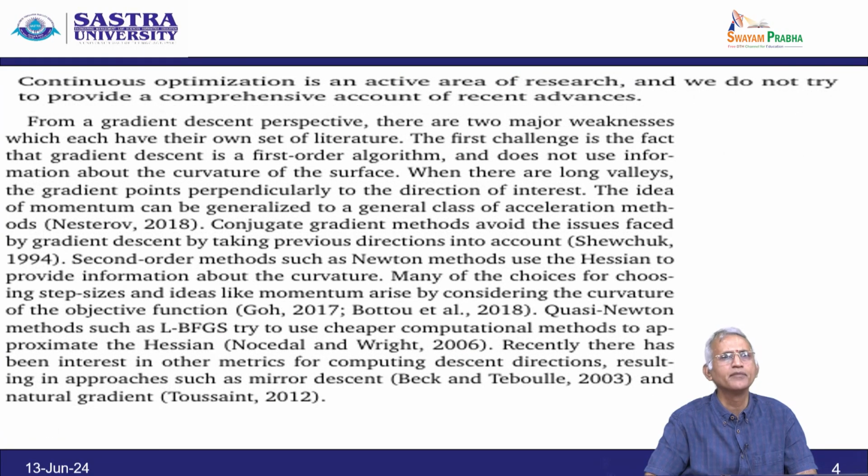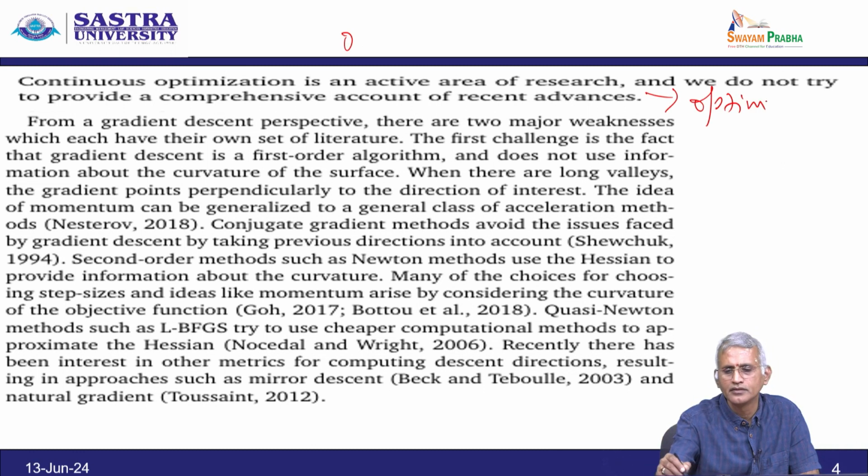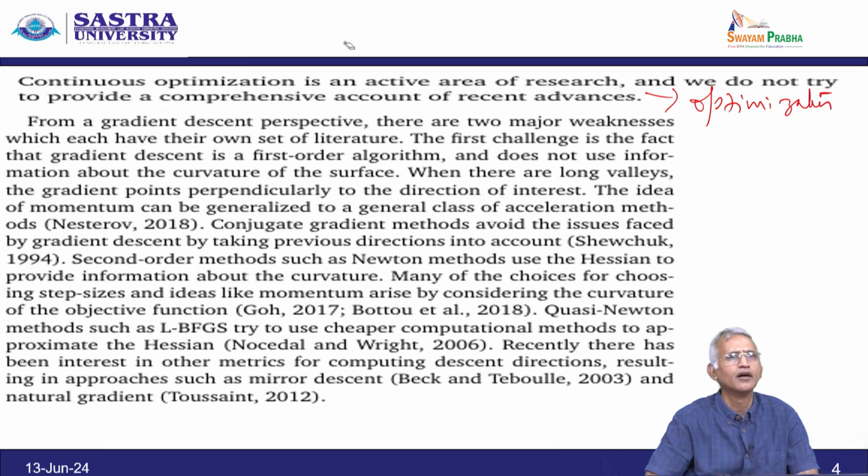So, continuous optimization is an active area of research and we do not try to provide a comprehensive account of recent advances in optimization. From a gradient descent perspective, there are two major weaknesses, which each have their own set of literature. The first challenge is the fact that gradient descent is a first-order algorithm and does not use information about the curvature of the surface. When there is a long valley, the gradient points perpendicularly to the direction of interest.